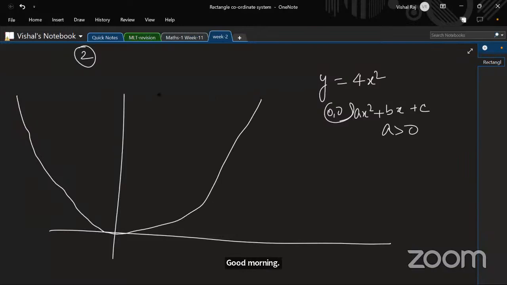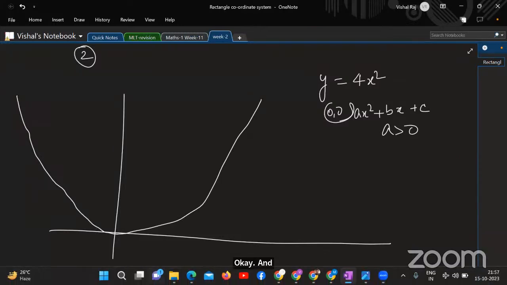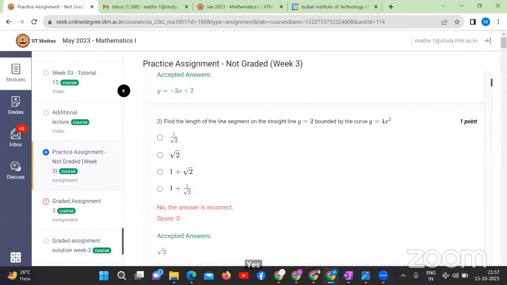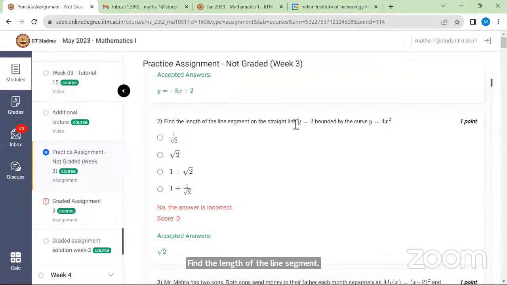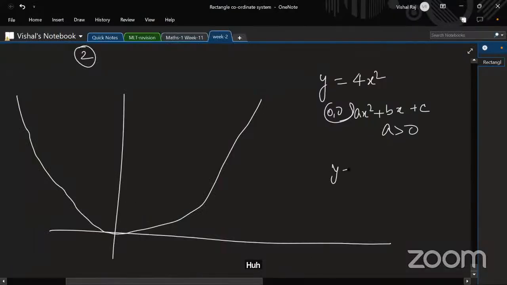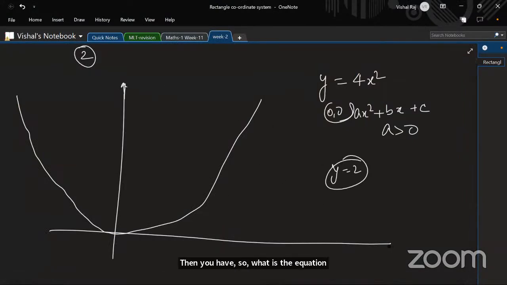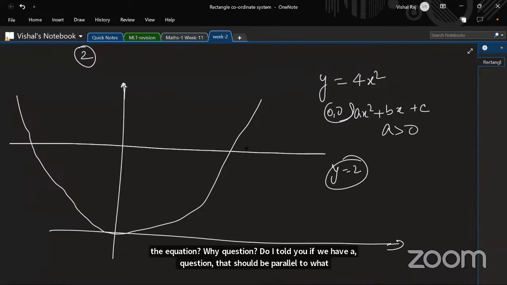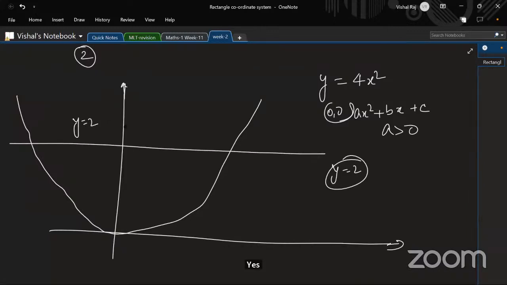Then you have to calculate what? Find the length of the line segment. There is a line at y equals 2 on this. I told you if you have an equation y equals 2, it should be parallel to the x-axis, correct? So y will be 2 everywhere. Only x is variable; y is constant for this straight line.